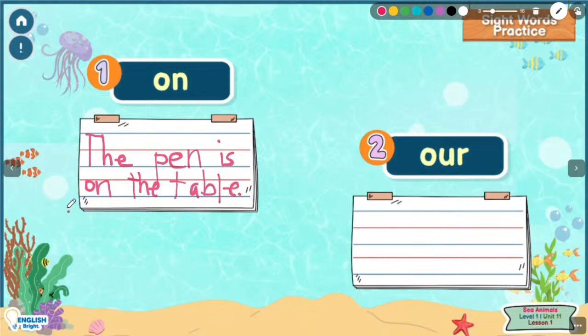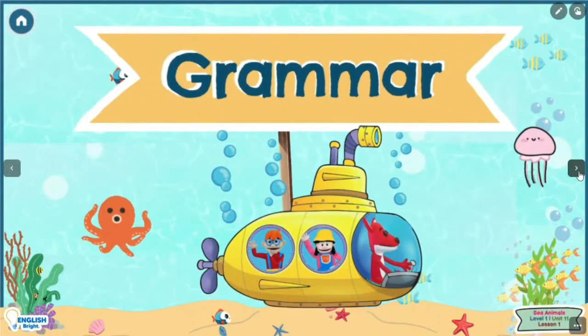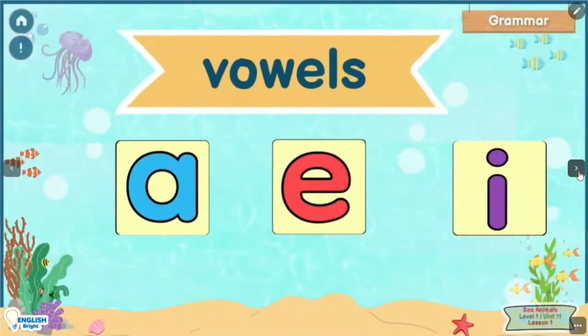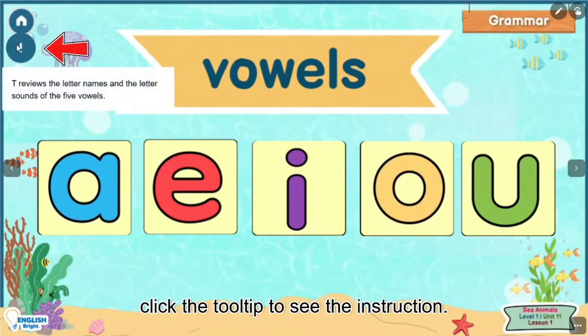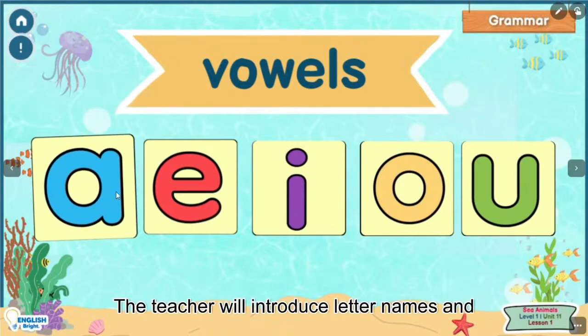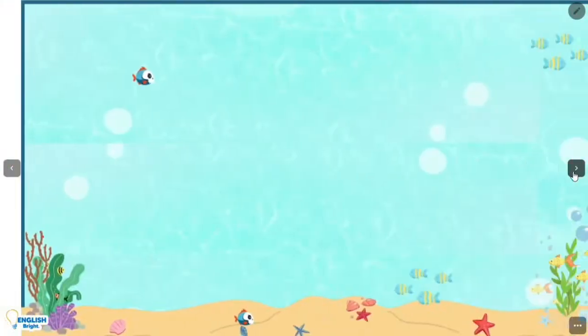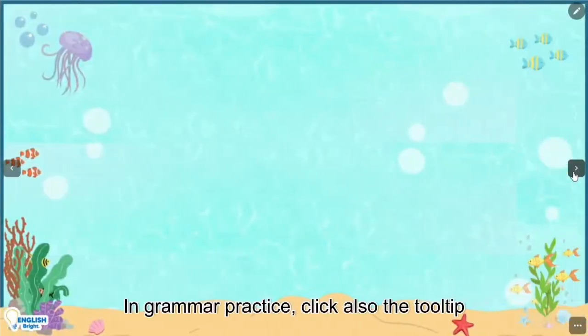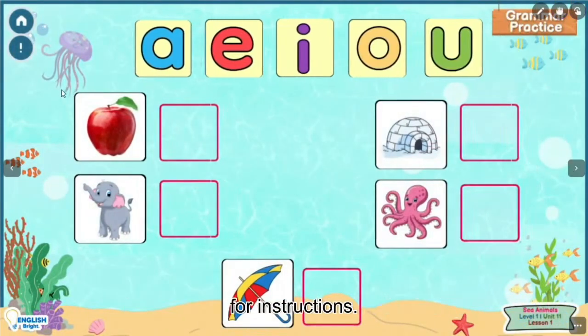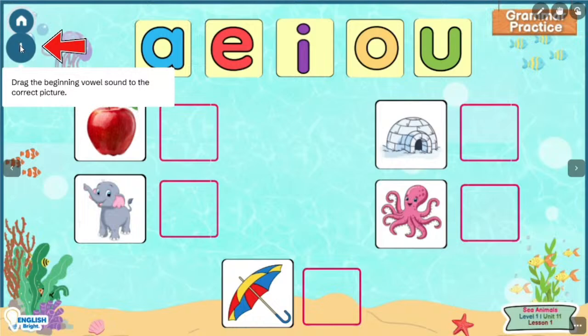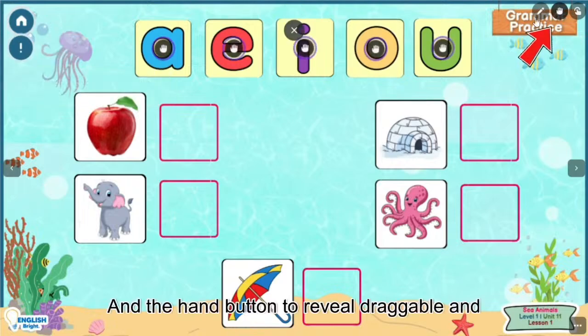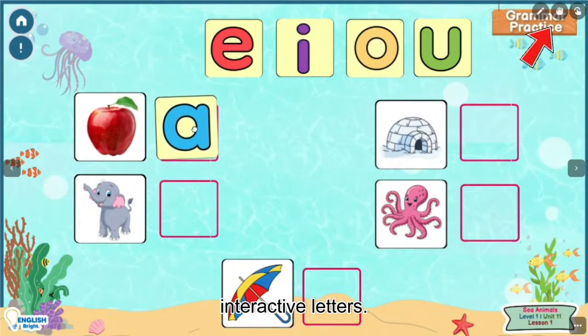In the grammar section, click the tooltip to see the instruction. The teacher will introduce letter names and sounds. In grammar practice, click also the tooltip for instructions, and the hand button to reveal draggable and interactive letters.